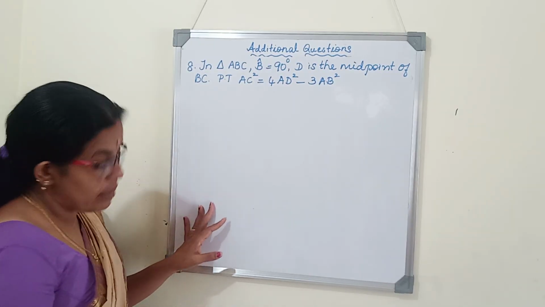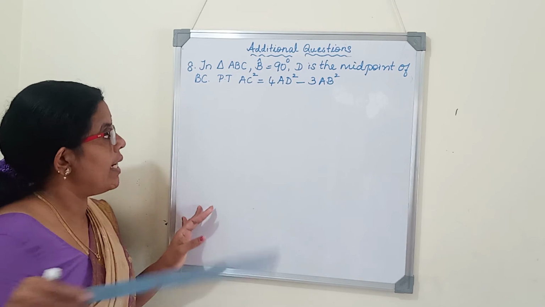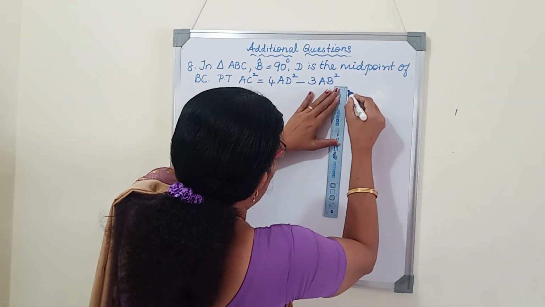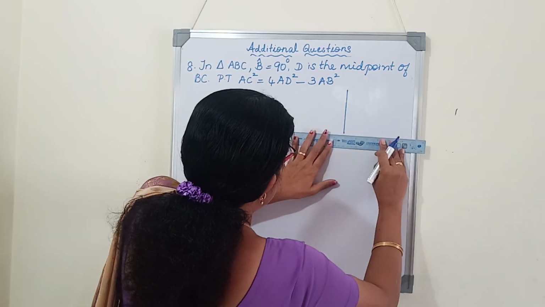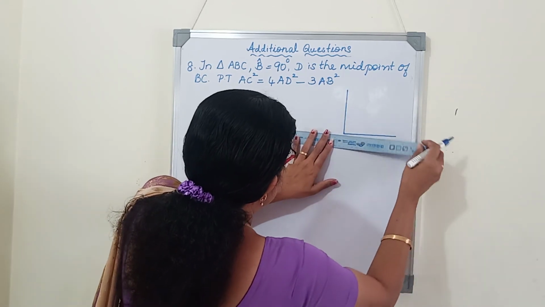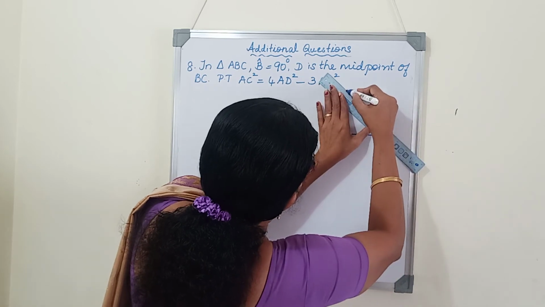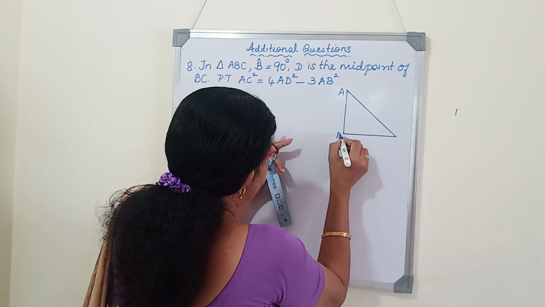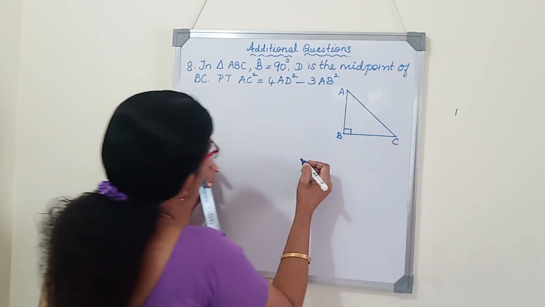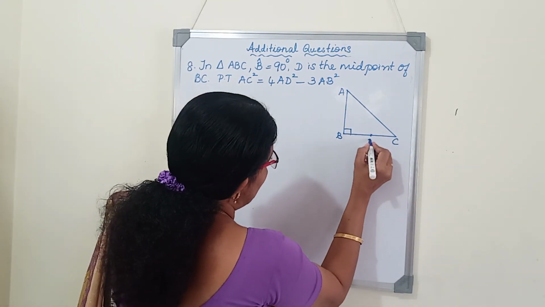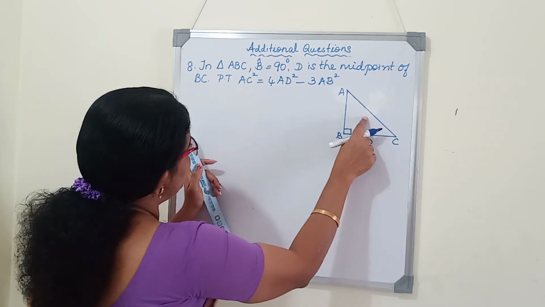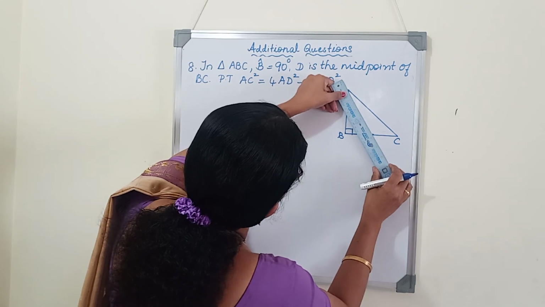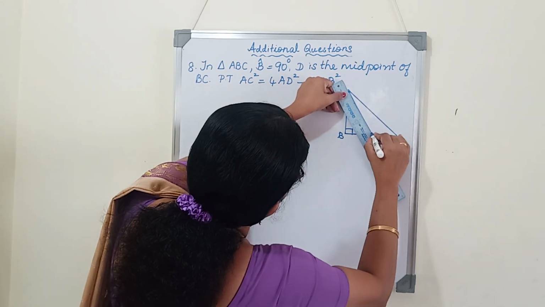Next question. In triangle ABC, angle B is 90 degrees and D is the midpoint of BC. So, we will draw a right triangle in which B is 90 degrees. So, ABC is a right triangle, B is 90 degrees, D is the midpoint of BC. Prove that AC square equals 4AD square minus 3AB square. So, for AD square, we will join A and D.